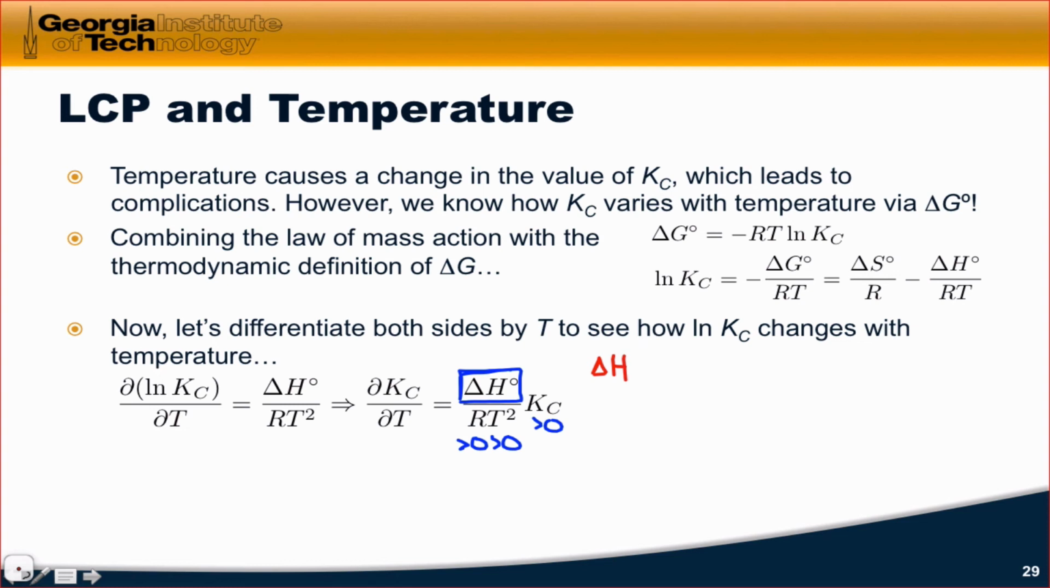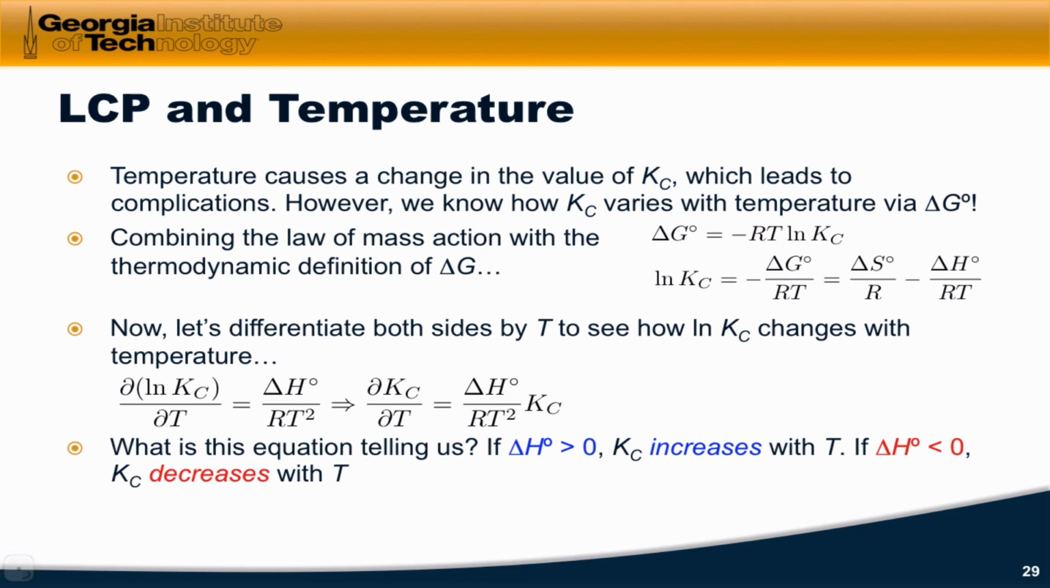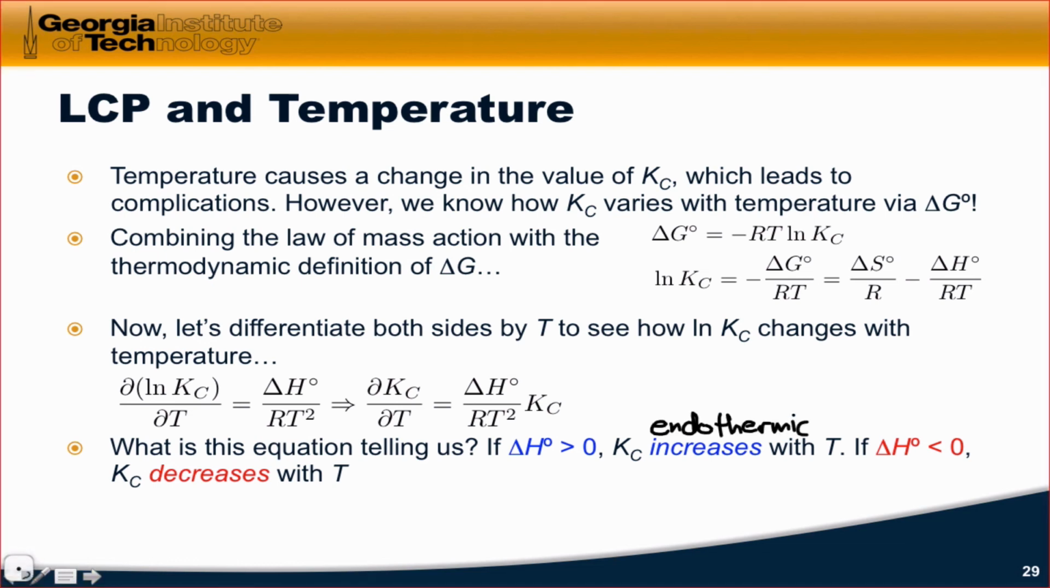Let's think about this mathematically. If delta H is less than 0, that means that the derivative of K with respect to temperature is less than 0. That means Kc decreases with temperature. On the other hand, if delta H is greater than 0, that means that dK/dT is greater than 0 and Kc increases with temperature. Here it is on the slide. If delta H is greater than 0, Kc increases with temperature. That's for an endothermic process. That's why this is written in blue. And if delta H is less than 0, for an exothermic process, Kc decreases with temperature.